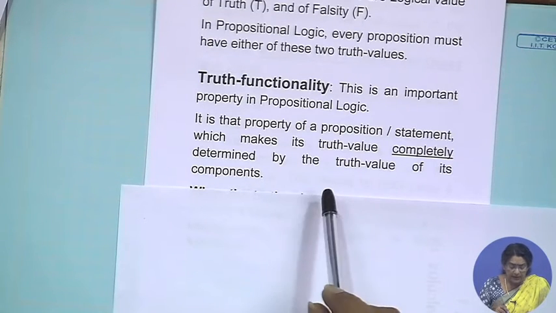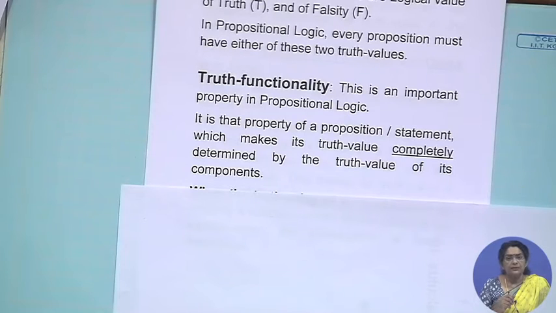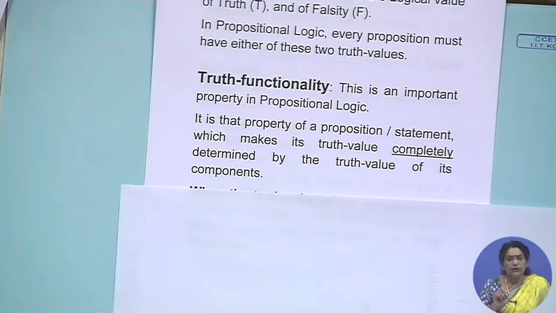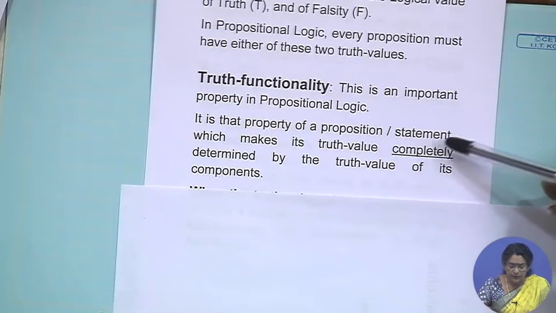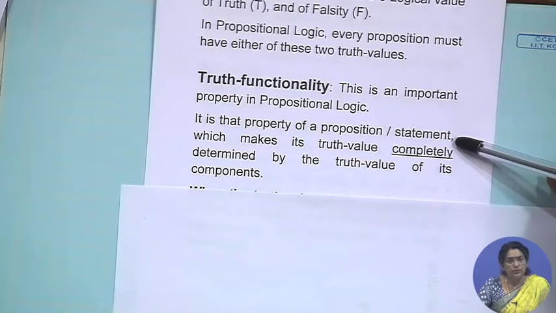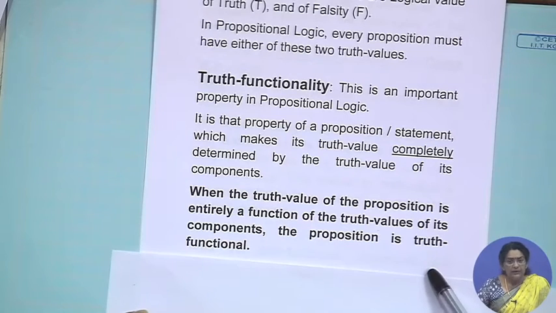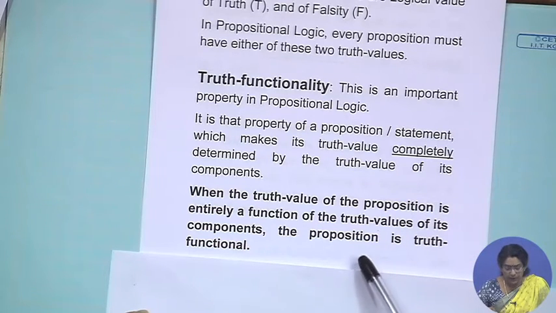I will repeat that. A proposition or a statement is truth functional when its truth value is completely determined by the truth value of its components. If you know the truth value of the components, then you can figure out the truth value of the whole or the compound proposition itself. In another way, we can say that when the truth value of the proposition is entirely a function of the truth values of its components, we can call the proposition truth functional.